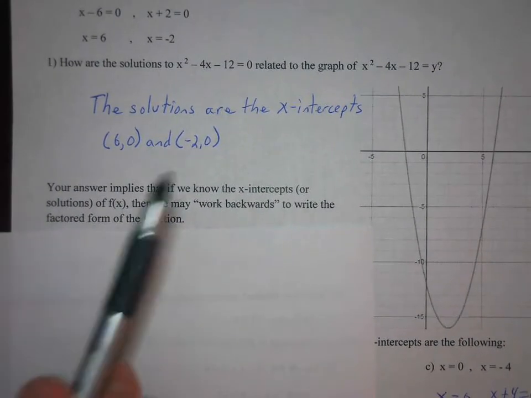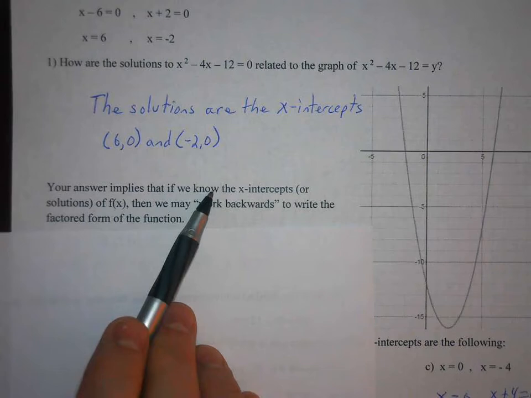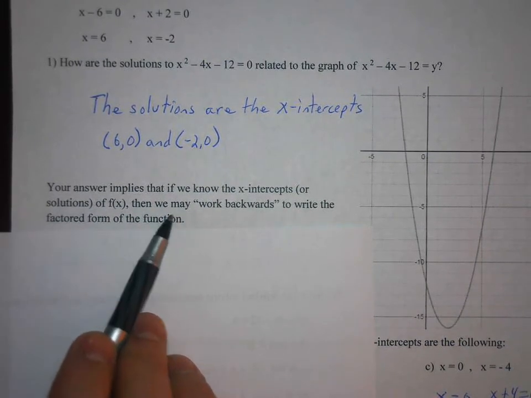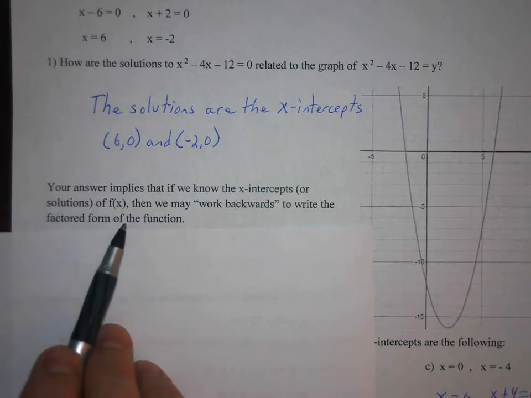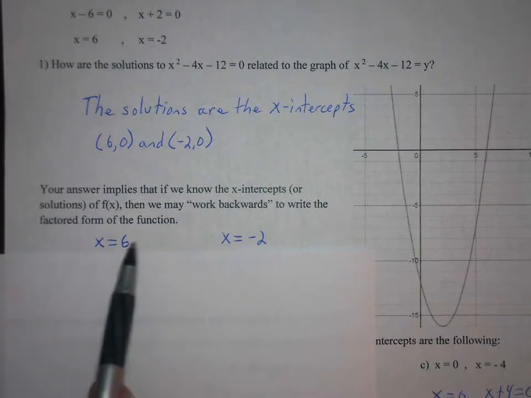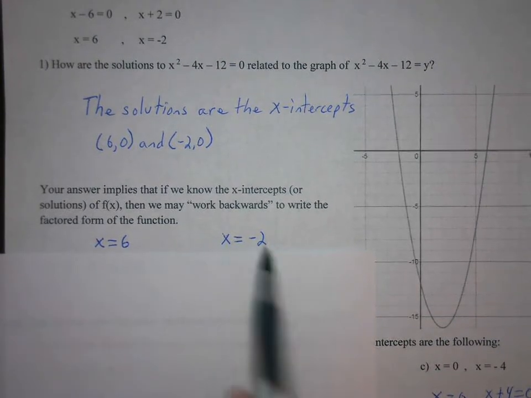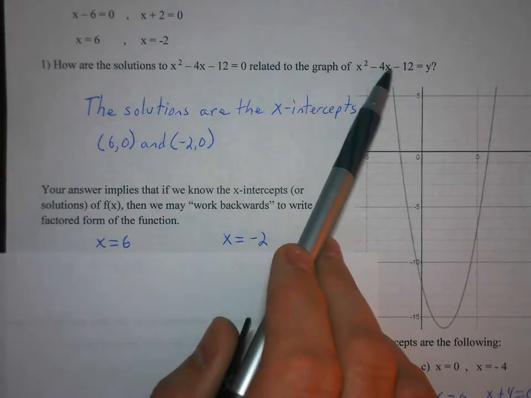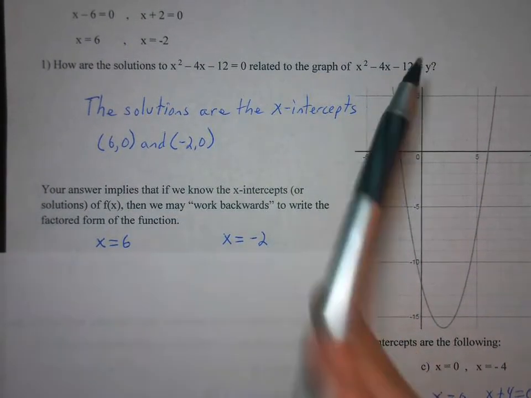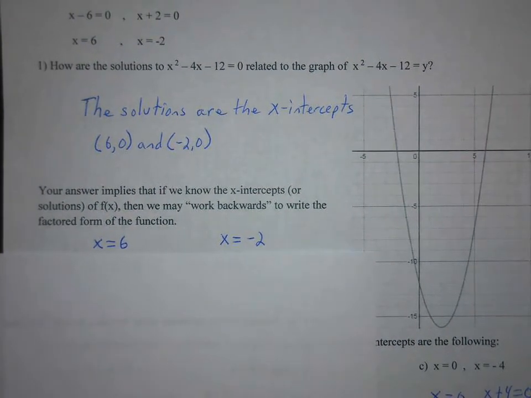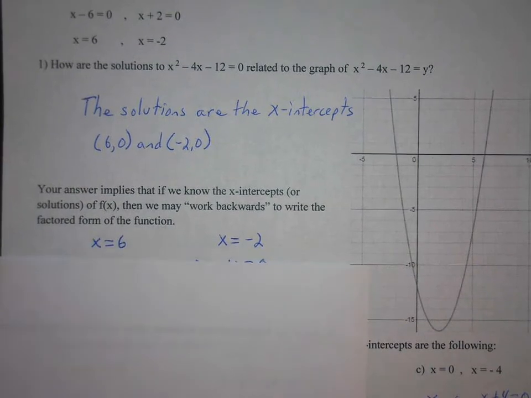That answer implies that if we know the x-intercepts, or the solutions, of f of x, we may work backwards to write the factored form of the function. So if we know that x equals 6 and x equals negative 2, we graphed y equals x squared minus 4x minus 12, and we see that 6 and negative 2 are the x-intercepts, so this is what we know. How do we work backwards?